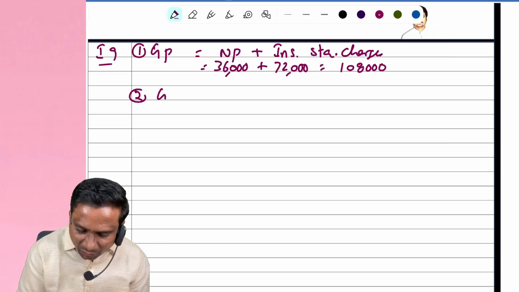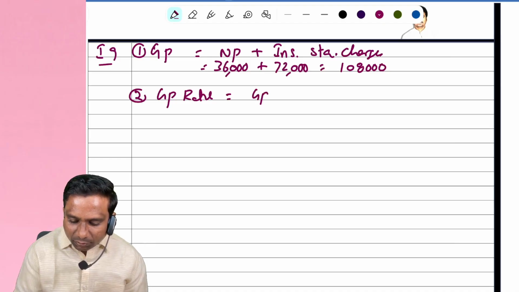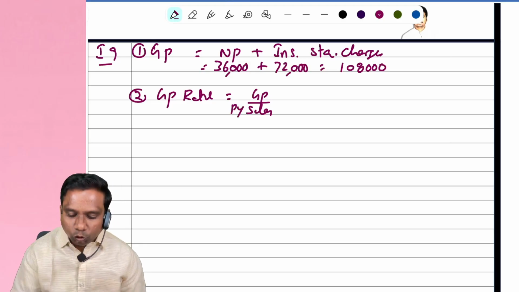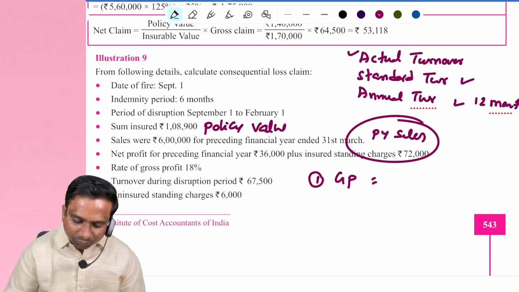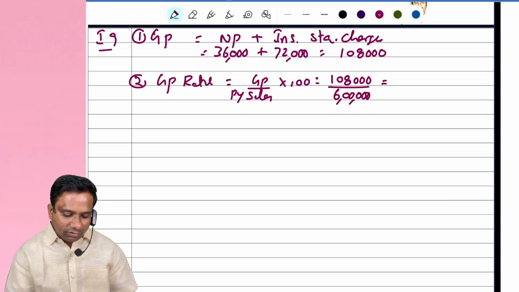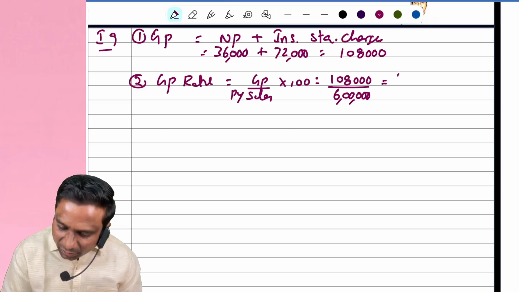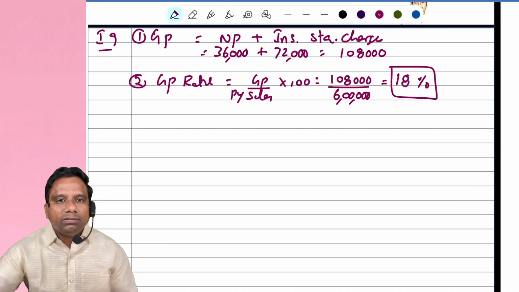Second step, calculate the GP rate. Formula: GP rate equals gross profit divided by previous year sales, into 100. Previous year gross profit is 1 lakh 8,000, and previous year sales given in the problem is 6 lakhs. So 1 lakh 8,000 divided by 6 lakhs, how much are we getting? 18%. This is our GP rate.